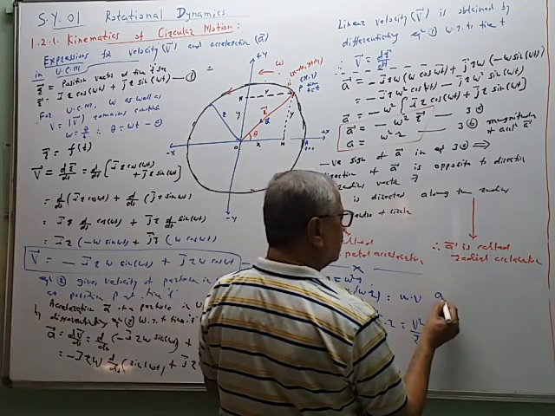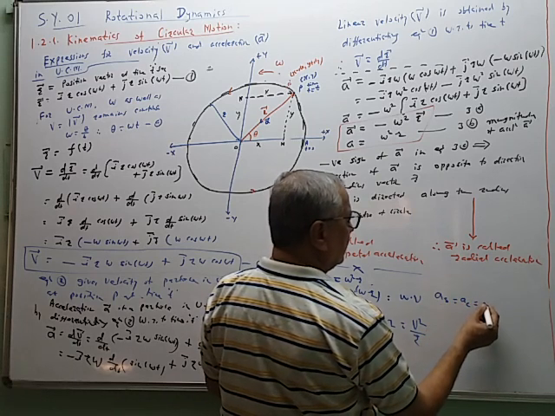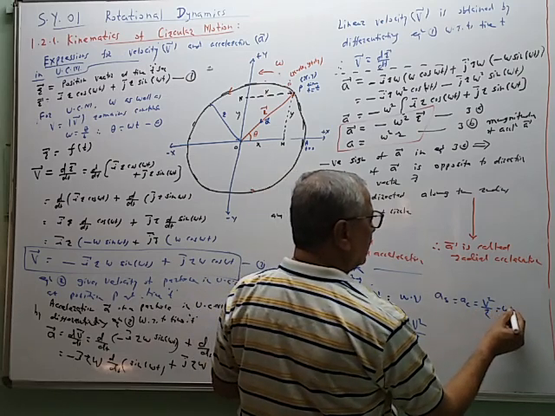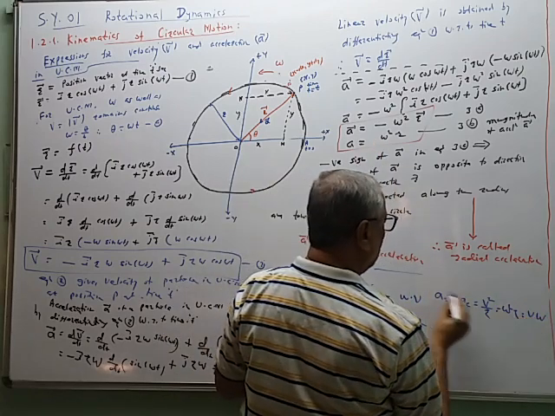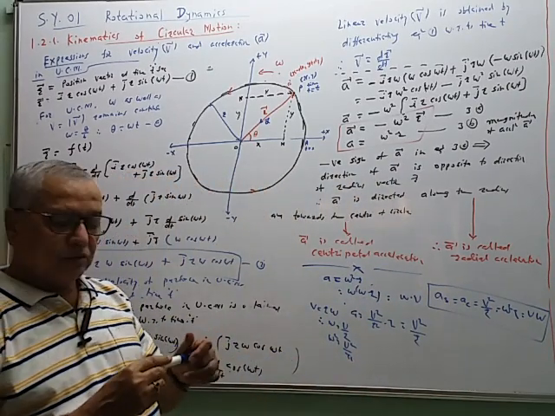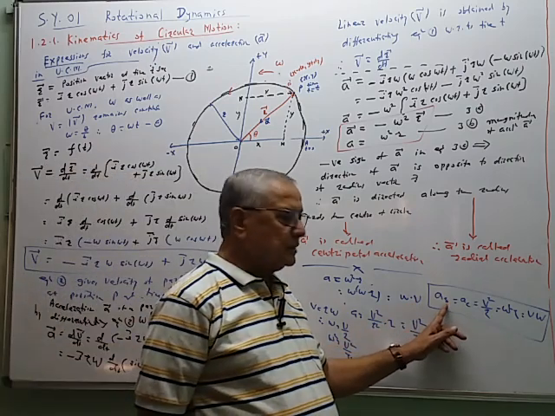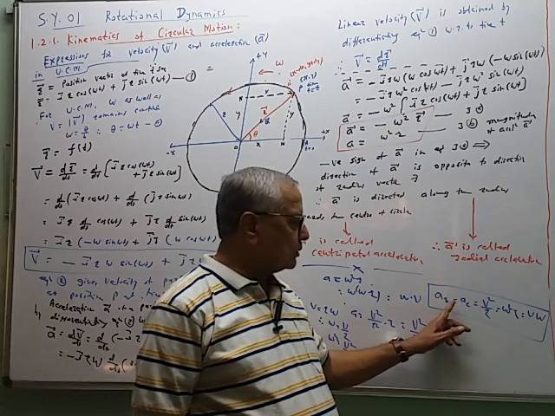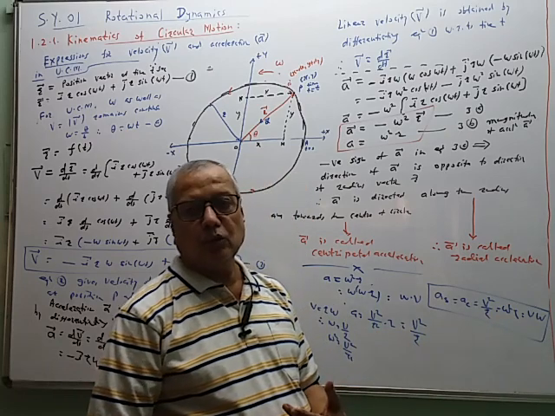So radial acceleration is denoted by AR. It is also denoted by AC, centripetal acceleration, and it is given by v square upon r. It is given by omega square into r. It is also given by v into omega. So these relations can be used for solving MCQs and numerical problems. Both are the same. Their magnitude is given by v square upon r, or omega square r, and v into omega.